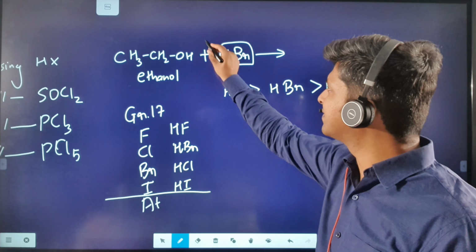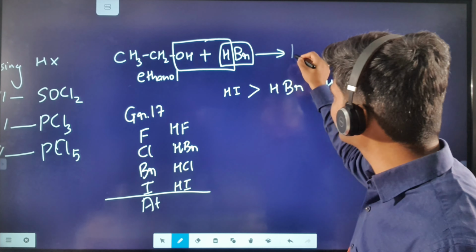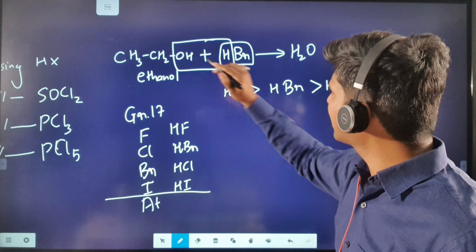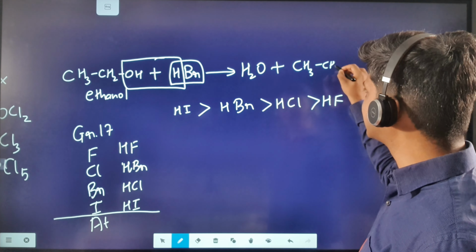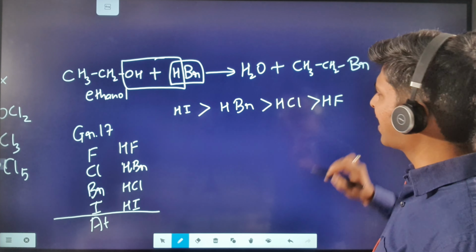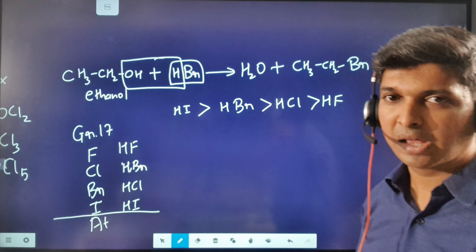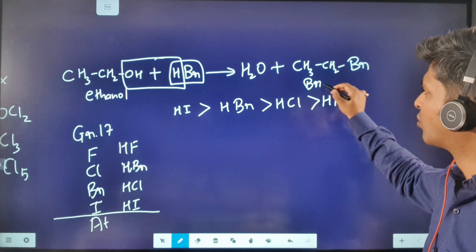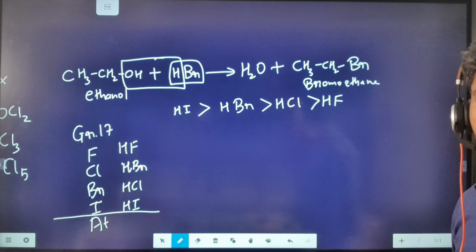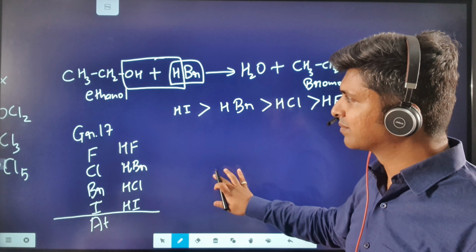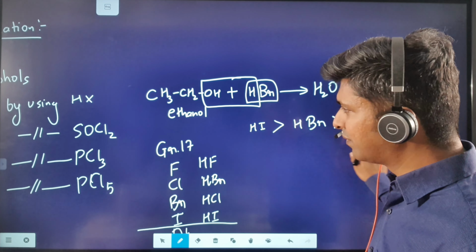So what we are going to do is quickly combine H and OH to form H2O, and Br will get attached over here. What are we going to get? We are going to get a haloalkane. That's what we desired, a preparation of haloalkane, and we have prepared a haloalkane. Which haloalkane have we prepared? We have prepared bromoethane, also called ethyl bromide in common names. This is the IUPAC name, bromoethane. So you can use any of the hydrogen halides.